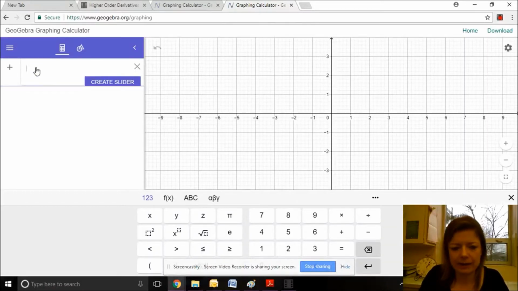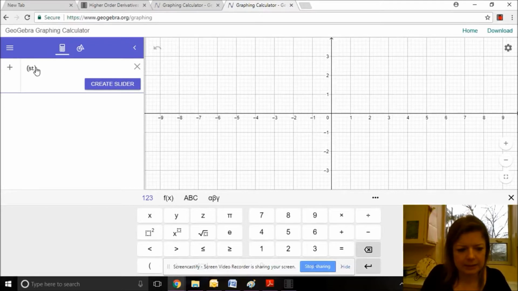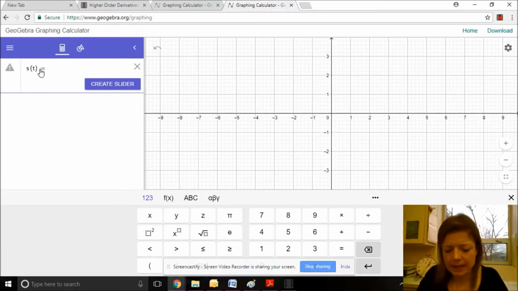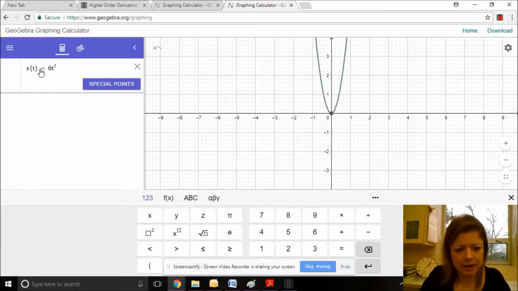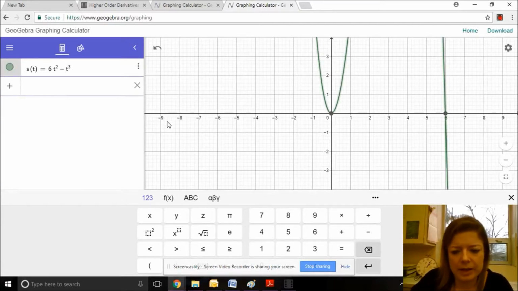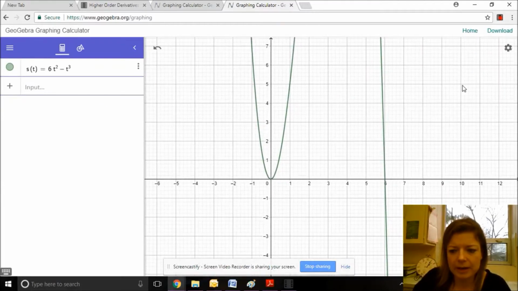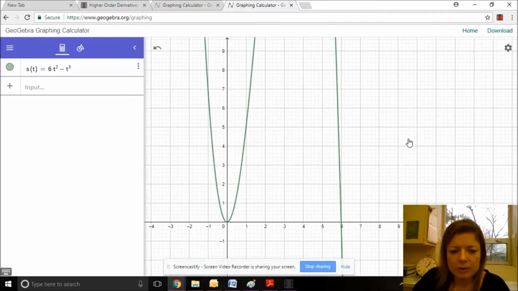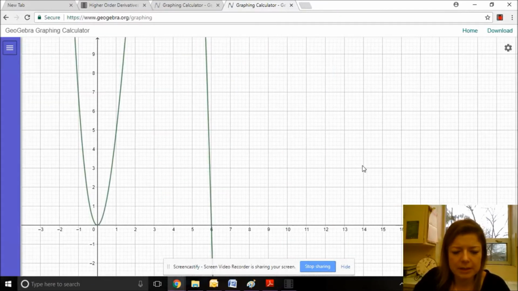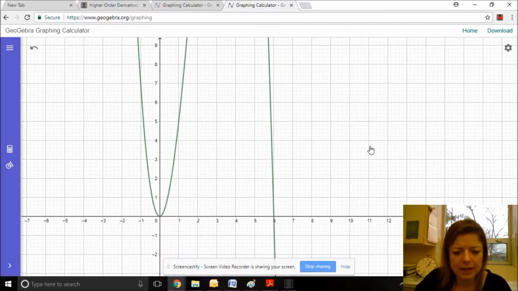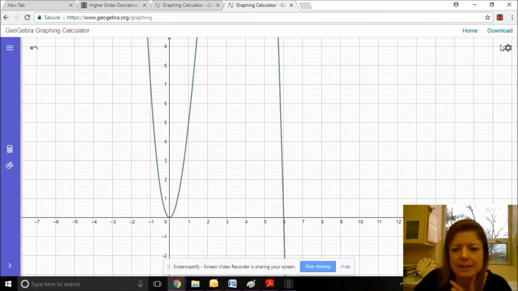Okay, so we have S at t equals 6t squared minus t to the power 3. Okay, so how can we analyze this cubic function? What do we kind of look at here? Well, I specifically am showing you guys how to do this because I want you to know these skills, okay? So notice that you can't see everything.